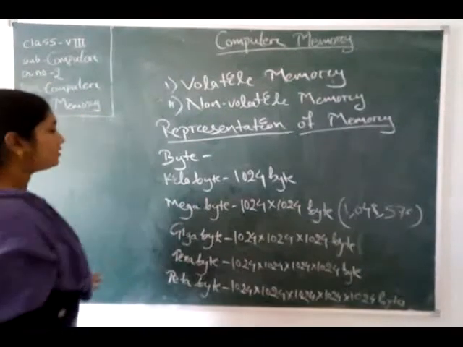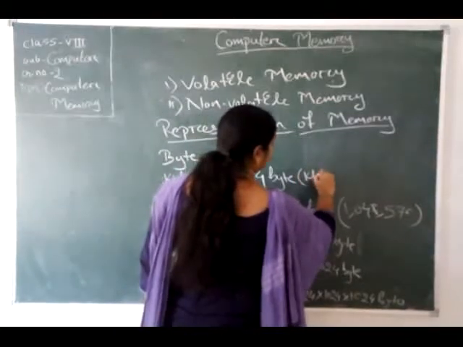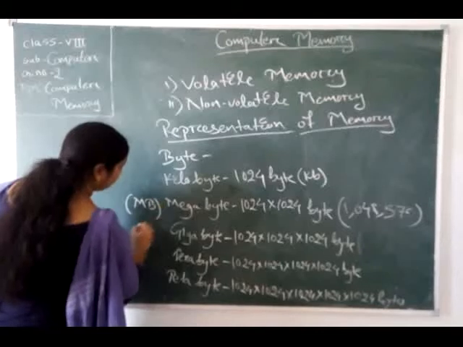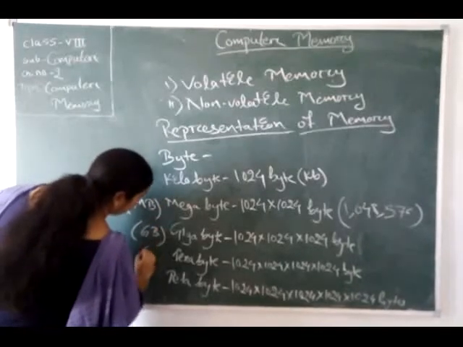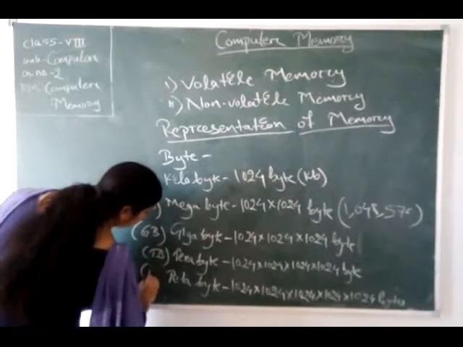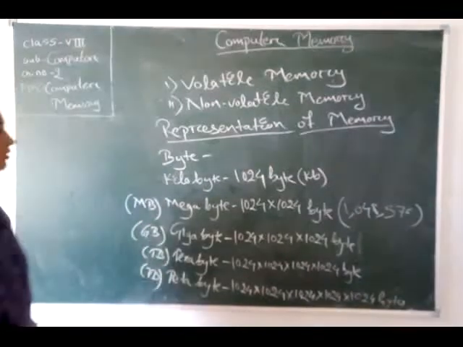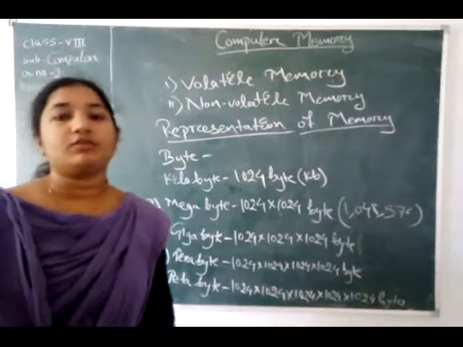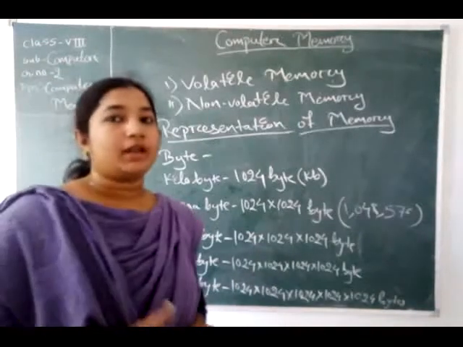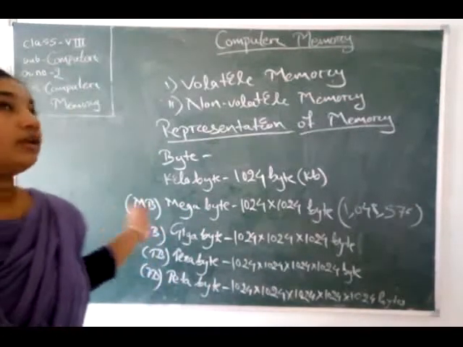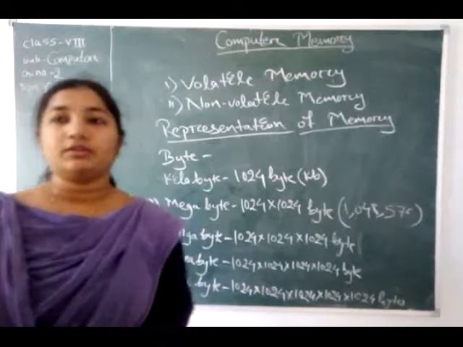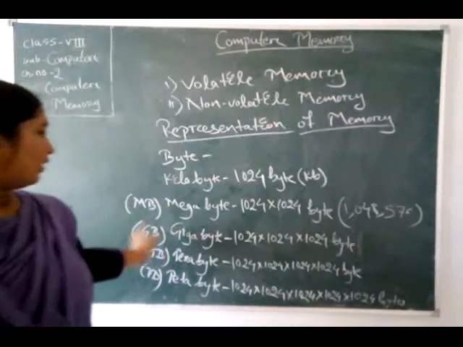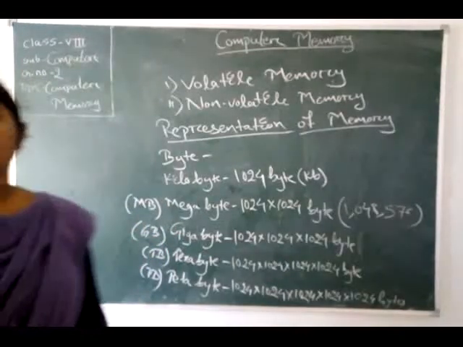So kilobyte is also known as KB, megabyte as MB, gigabyte GB, terabyte TB, and petabyte PB. And we all know this MB and GB, because when we recharge a net pack, we are taking 1 GB or 2 GB, that is gigabyte. And you also know some words after that: types of memory.